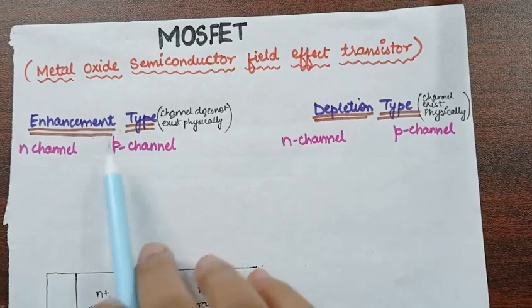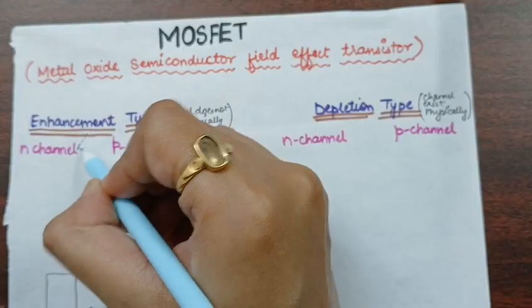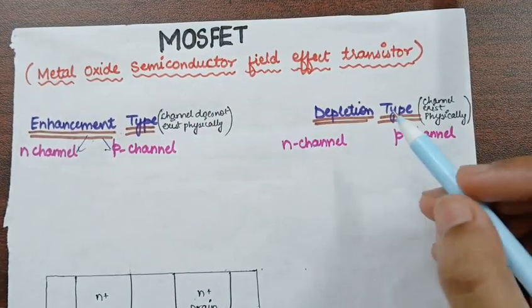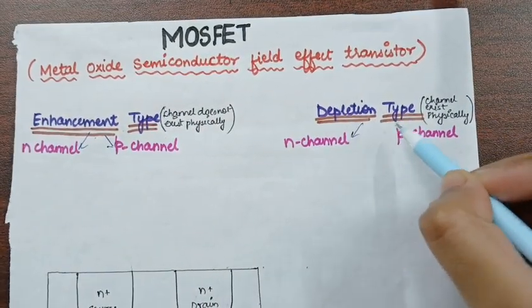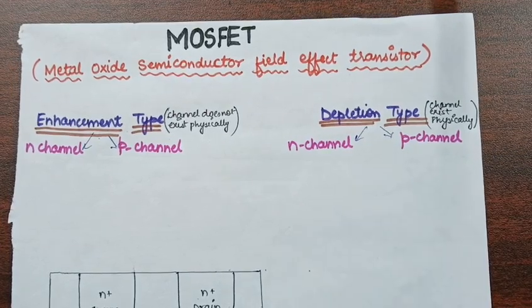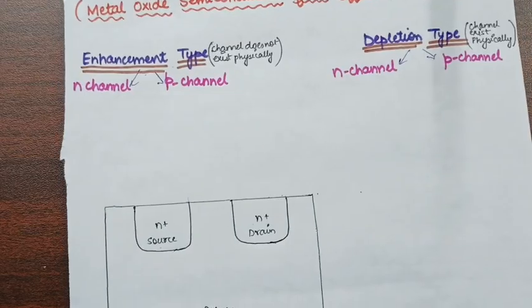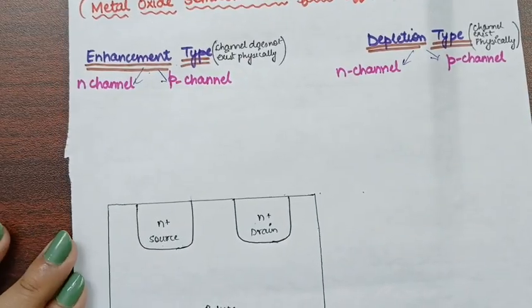Now enhancement type is further divided into N-type channel and P-type channel. And similarly, the depletion type is also divided into two types, that is N-type channel and P-type channel. Now let's study more about MOSFET from its structure.